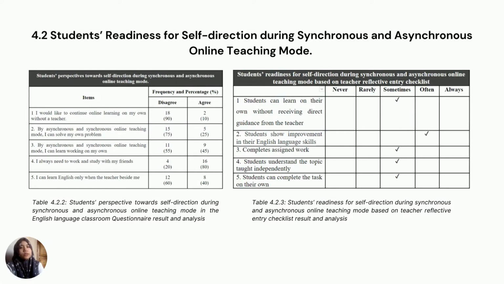For Theme 2, which is students' readiness for self-direction during synchronous and asynchronous online teaching mode, the study reveals that the students do not have enough learner autonomy, which means they are still not ready to self-direct themselves during synchronous and asynchronous online teaching mode, because they still require the teacher's direct guidance as well as the teacher's presence. They also prefer to work with their friends. However, it is also important to take note that they feel that they can still learn English without the teacher being present around them.